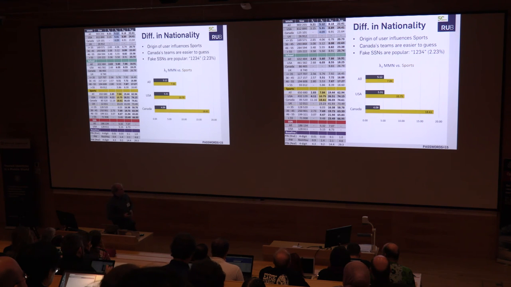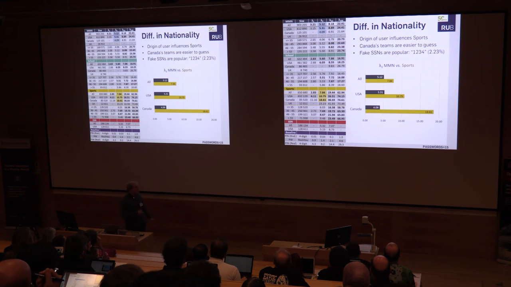And in this leak, we found a lot of fake social security numbers. So the most popular answer, which might be a correct social security number, is 1234. However, it occurred not in 0.01% of the cases, but in 2.23% of the cases. So there must be a reason for that. Maybe it's fake. The users were not honest. And also popular answers are 0000, 1111, or 6969.